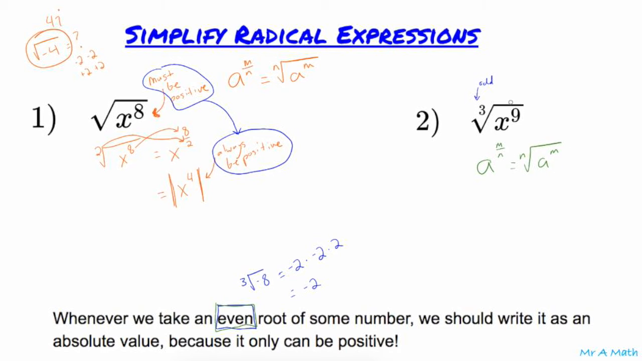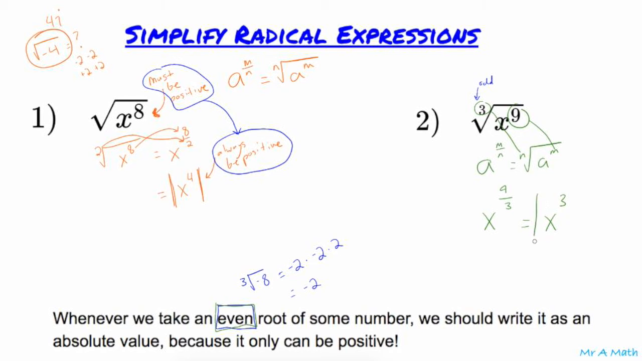So what I can do is write it from this side of the equation into my a to the m over n power. And you'll see why that's simpler, because if 3 is n and 9 is m, that means if I write it as a to the m over n, that's x to the 9 over 3. And I know what 9 divided by 3 is. It's just 3. So x to the third power.